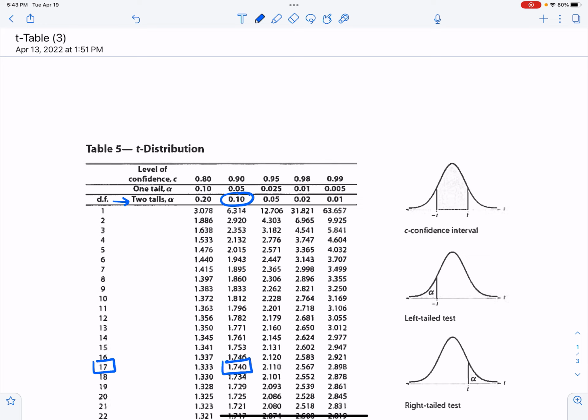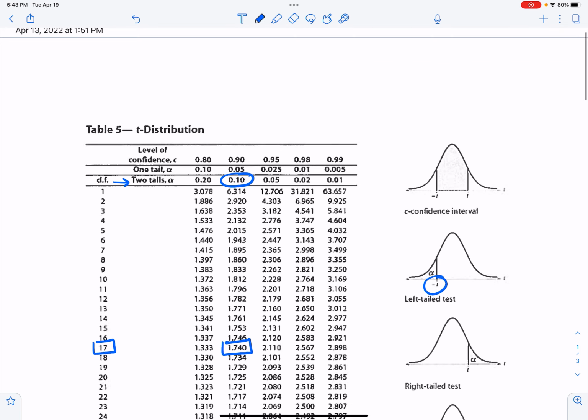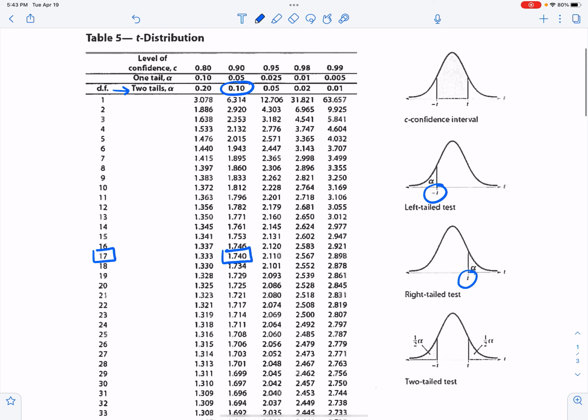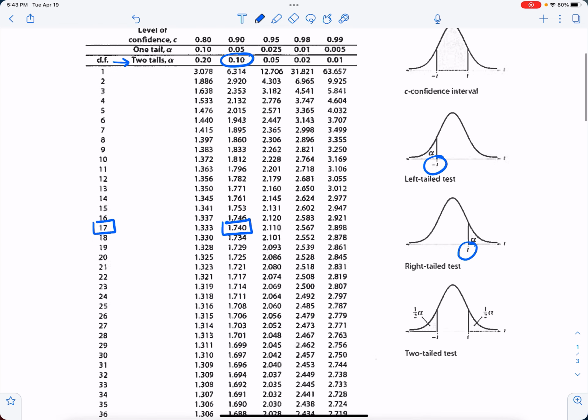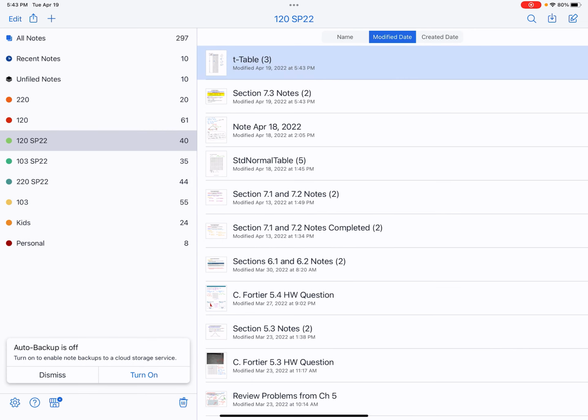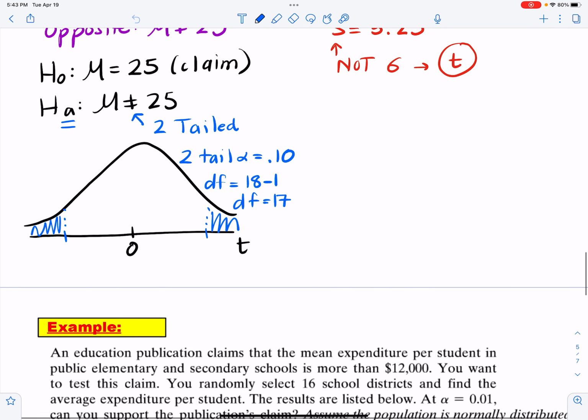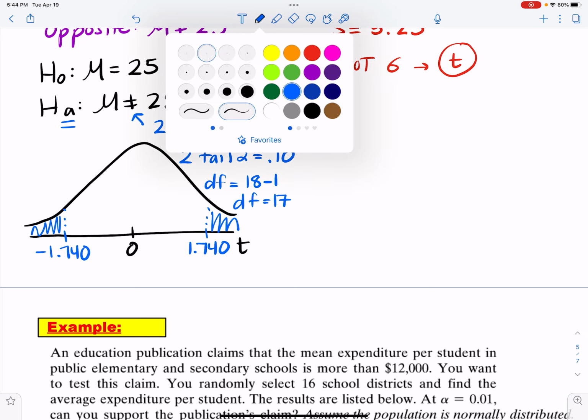the sign should be. So there I'm just going to remember, if it's a left-tailed test, I make it negative. If it's a right-tailed test, I keep it positive. And if it's a two-tailed test, I include both. So my critical values here for this two-tailed test are going to be 1.740 from the table and negative 1.740 on the other side. Okay, so I got critical values. I've got my shaded rejection region.